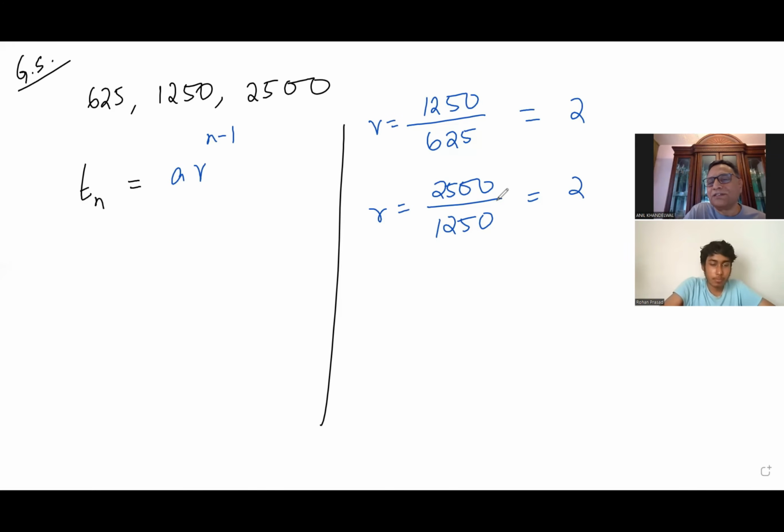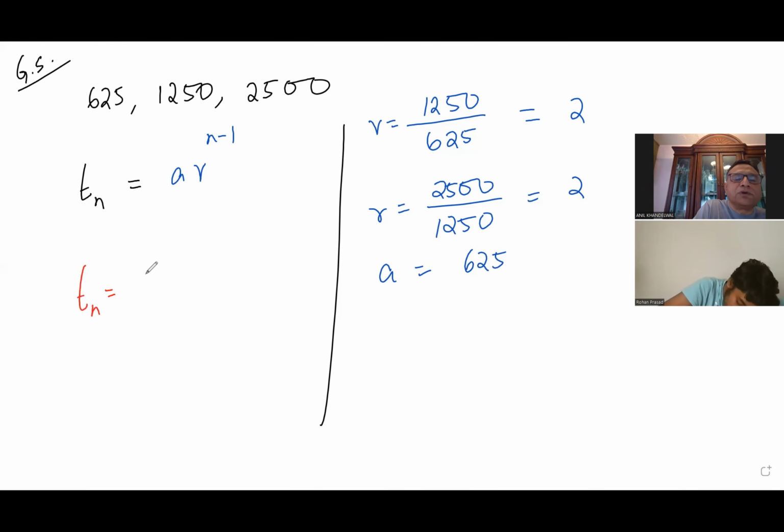And therefore, it is a geometric sequence where the first term A is 625. And therefore, I can write down the general term Tn equal to 625 times 2 to the power of n minus 1, correct? Yes, sir. Can you write down a recursive formula for this?